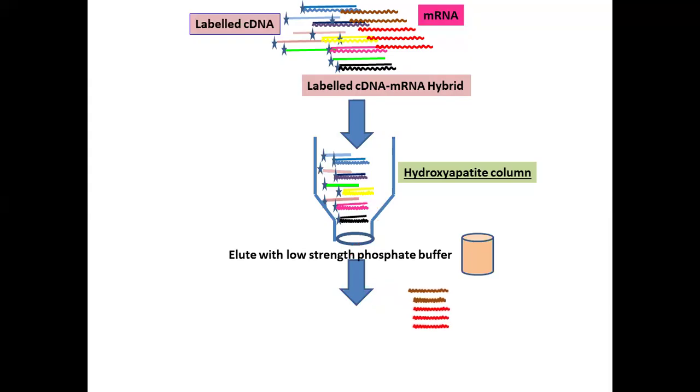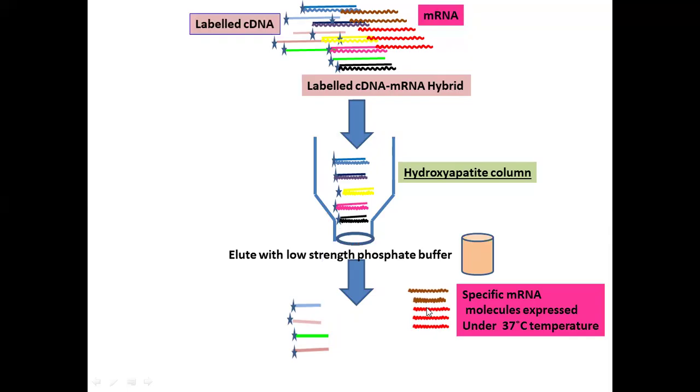You see, single strand mRNA molecules as well as single strand cDNA molecules. So the double-stranded hybrid of mRNA and cDNA is retained in the hydroxyapatite column. Whatever mRNA is eluted with the low strength of phosphate buffer reflects the specific mRNAs of the tester or target condition. Here, target condition is what? Yeast cells grown at 37.